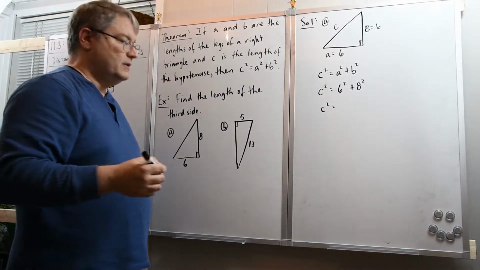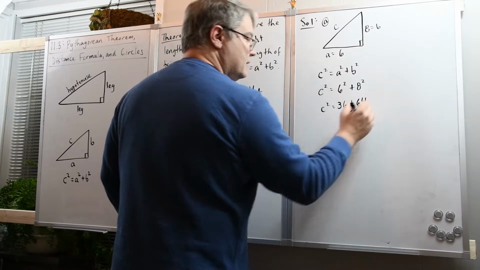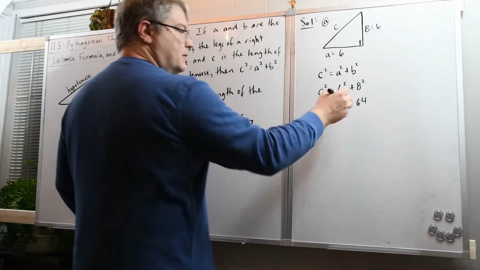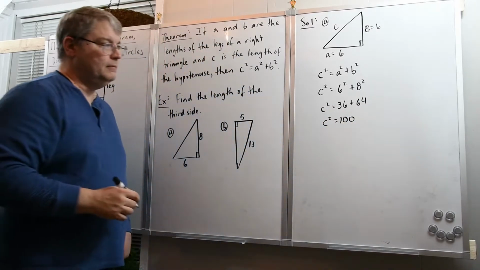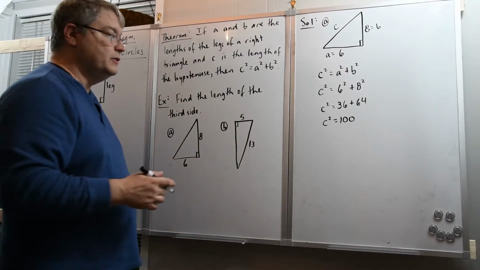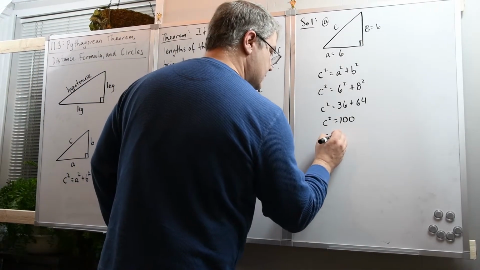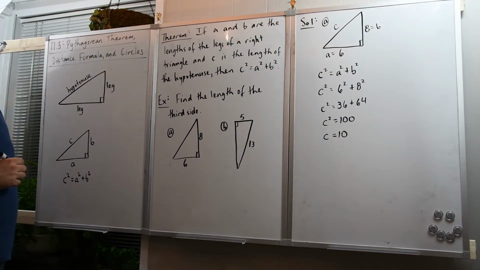6 squared is the same thing as 36. 8 squared is the same thing as 64. 36 plus 64 gives you 100. If you want C, then take the square root of 100. The square root of 100 is 10. And so the length of that hypotenuse is 10.